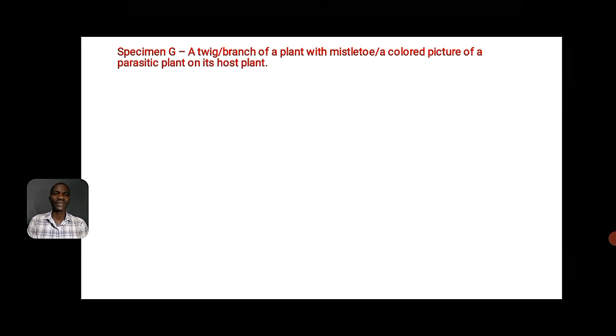The next specimen we have here is a twig or branch of a plant with mistletoe, or a colored picture of a parasitic plant on its host. If I were you, I will not pick the first option because it may not be given. The picture might be given, and that's why they use the second option. So the second option is more likely to be used.